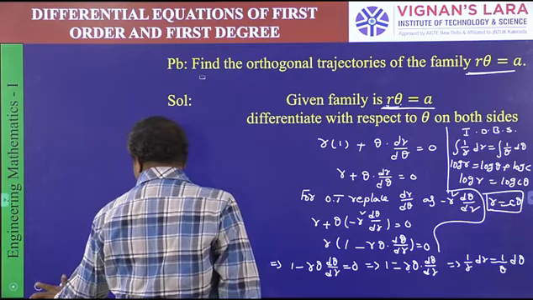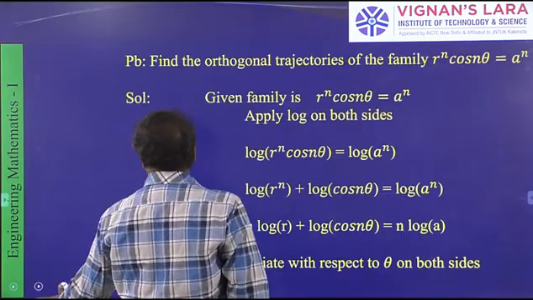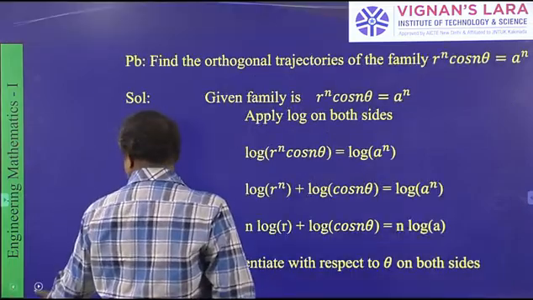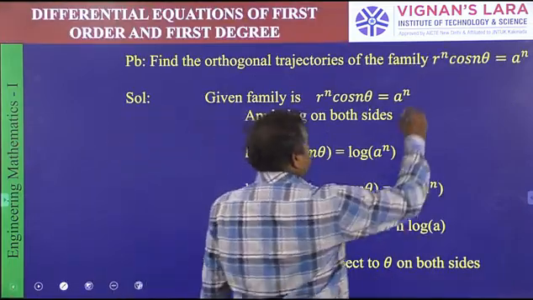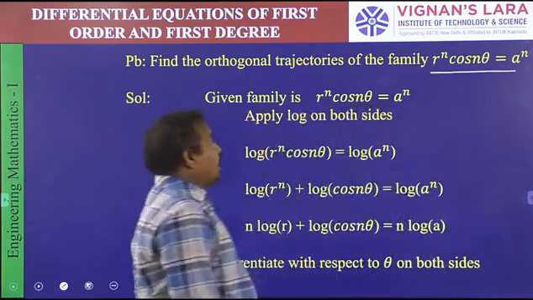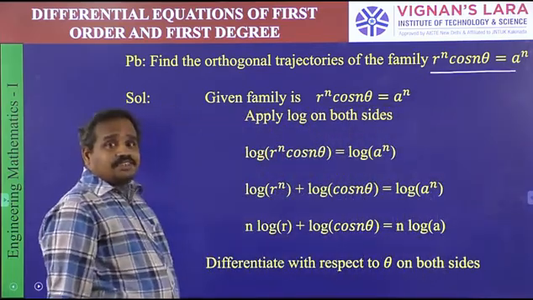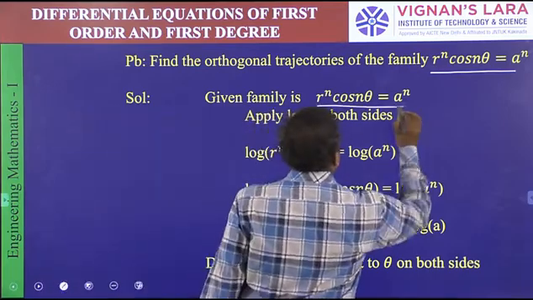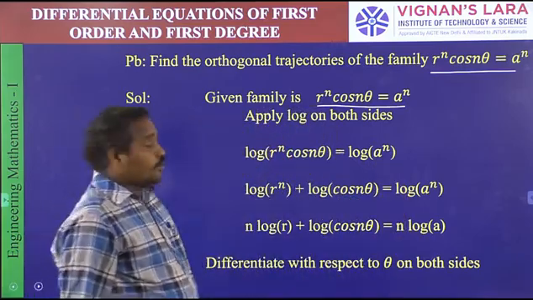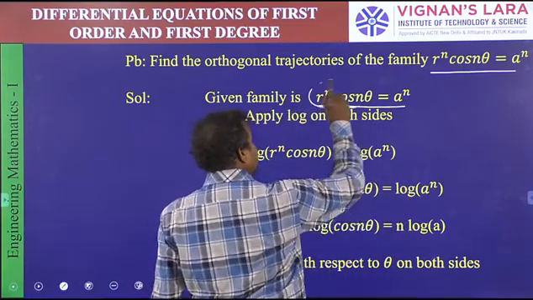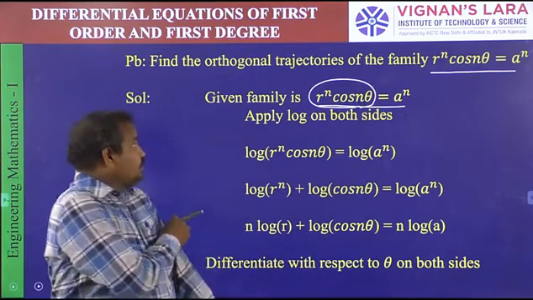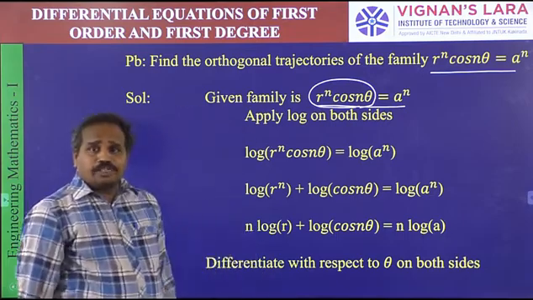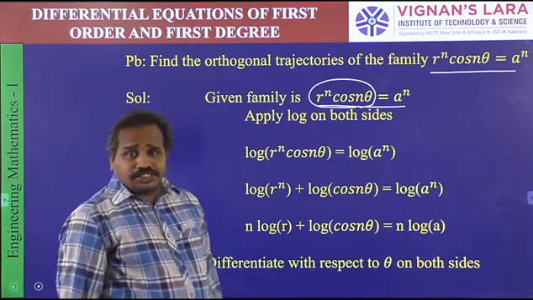So like this we are calculating the orthogonal trajectories of the family. Next problem: find the orthogonal trajectories of the family r power n into cos n theta is equal to a power n. Given family is r power n into cos n theta is equal to a power n. Here it is a product term. If there are any powers or products, applying logarithm makes our problem very easy for evaluation of the differential equation.